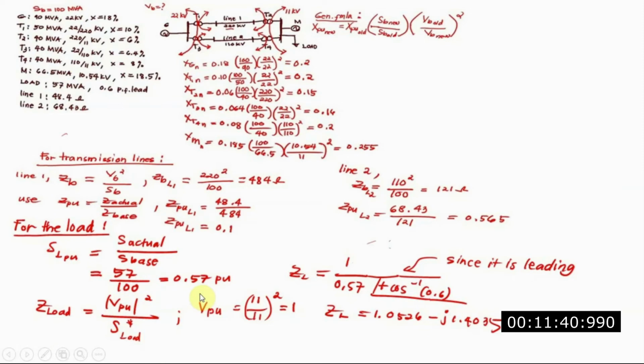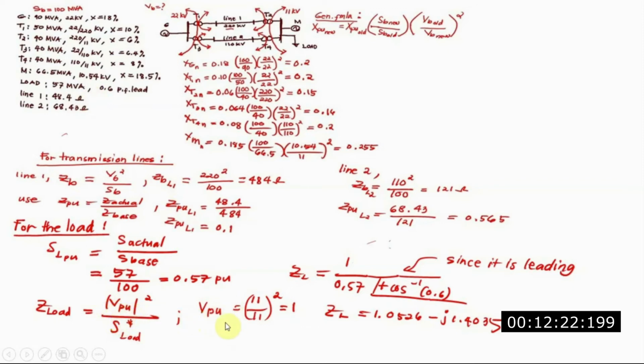But we need to get the impedance because we are using the reactance diagram. So we need the impedance of our load. To get that, we know that the impedance of the load is actually the voltage per unit squared divided by the conjugate of the apparent power of the load. This will be the working formula for the impedance of the load. So what is the voltage per unit?